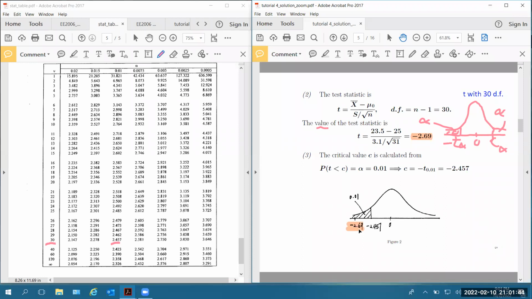If it is on this side, it actually falls inside or outside of the rejection region? Anyone? Inside. It's inside the region. So it is inside, that means what? Reject H0, accept H1.